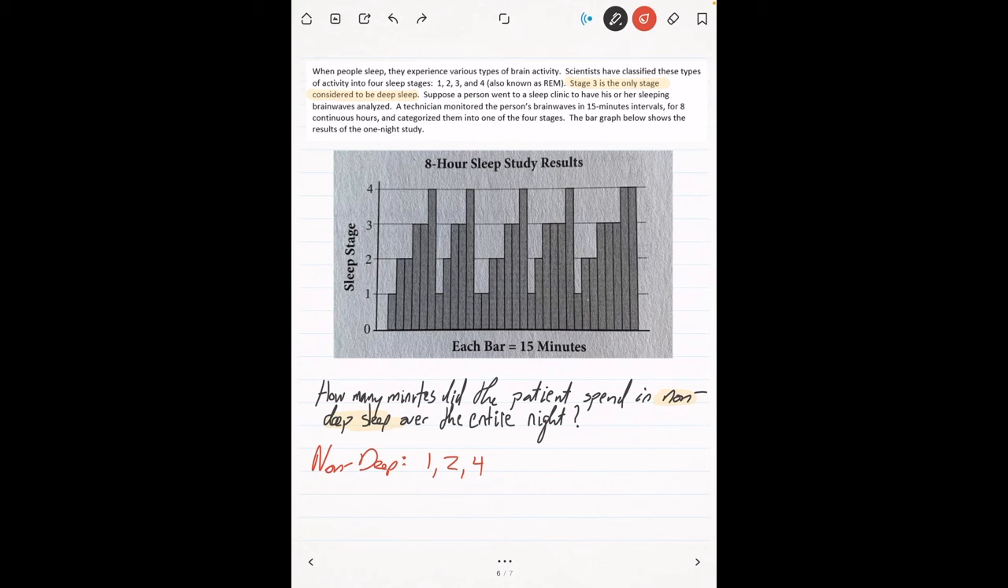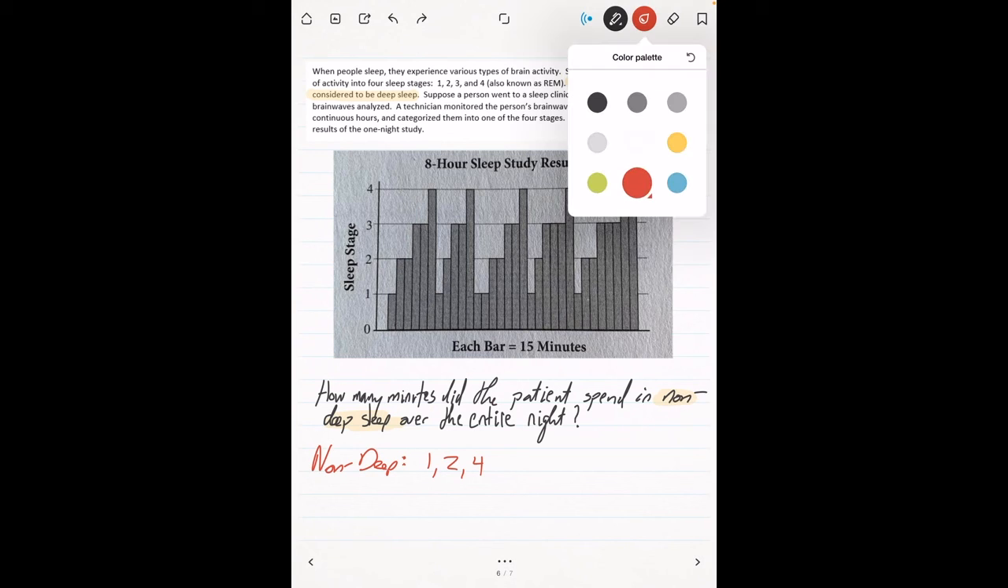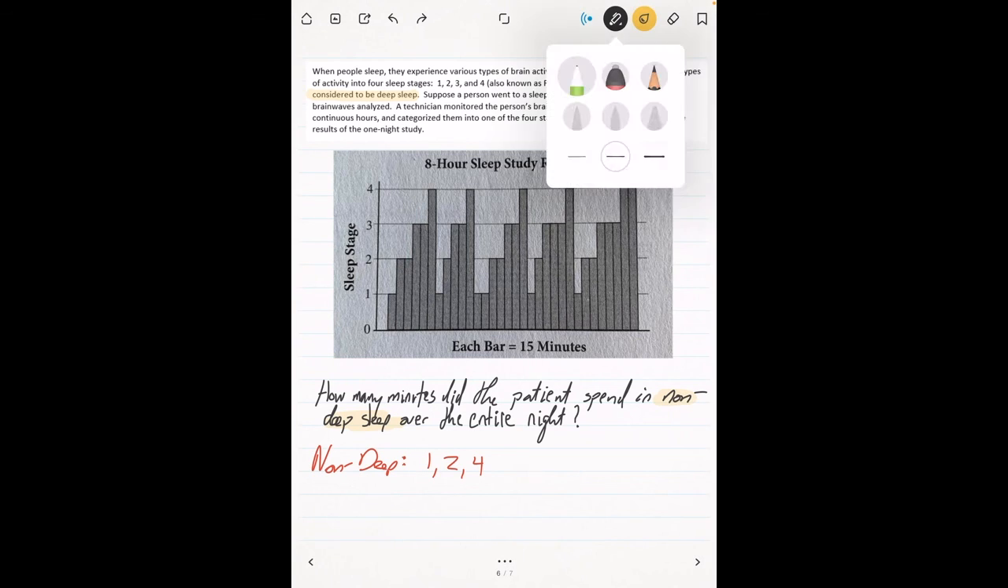Can you pause the video for a minute and try to see if you can identify areas on the graph where the person was not in deep sleep? See if you can identify those areas on the graph. I'm going to do it with a highlighter, but pause the video, give yourself a couple minutes, and see what you come up with.